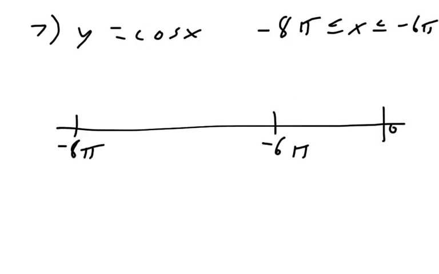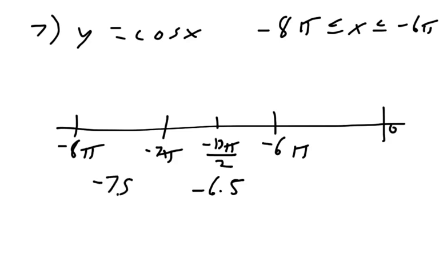Alright, once again we're asked to graph y equals the cosine of x in between negative 8 pi and negative 6 pi. Well, in the middle of negative 8 and negative 6 is negative 7. If I have negative 6.5, I can use my calculator, or I know that the fraction of negative 6.5 is 13 over 2. And when I do negative 7.5, I know that's the same thing as negative 15 pi over 2.